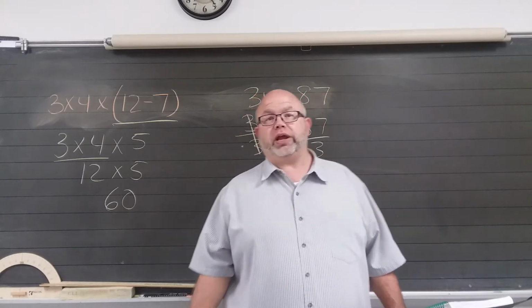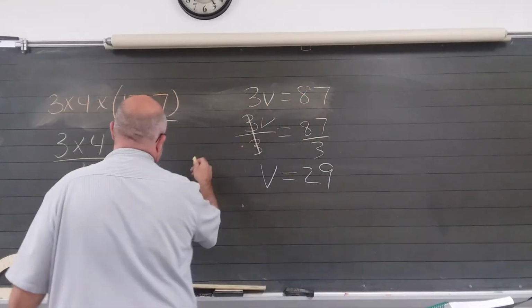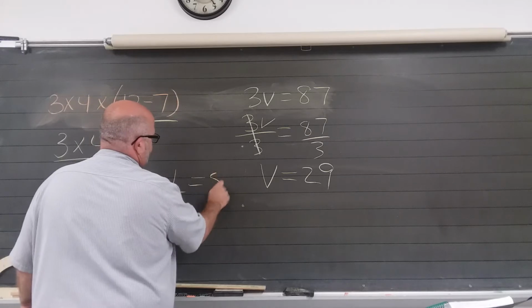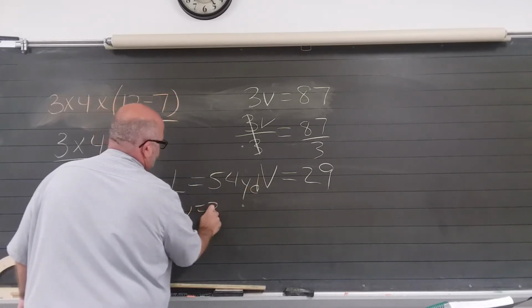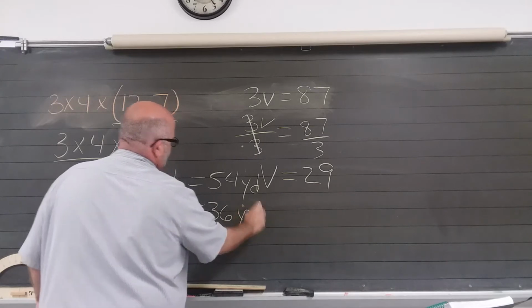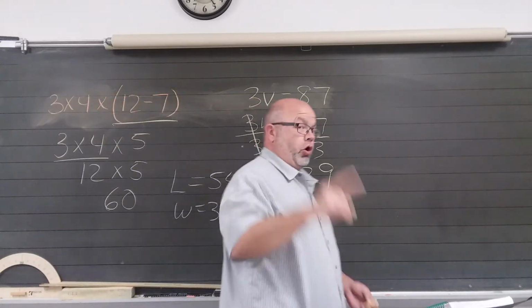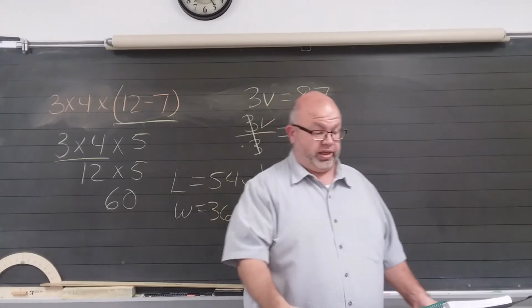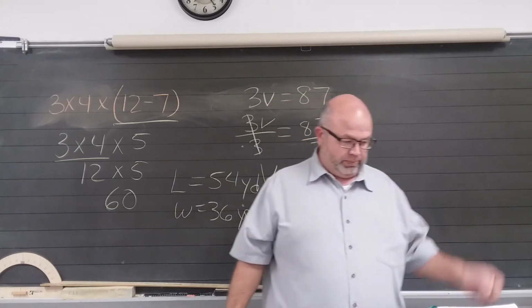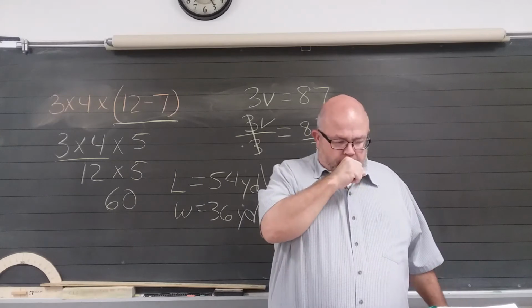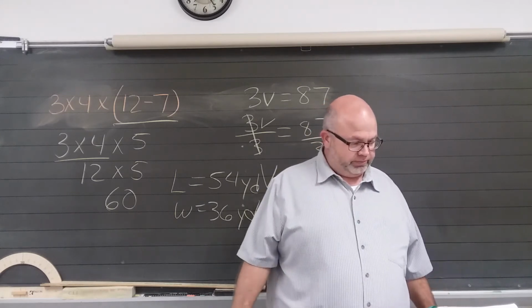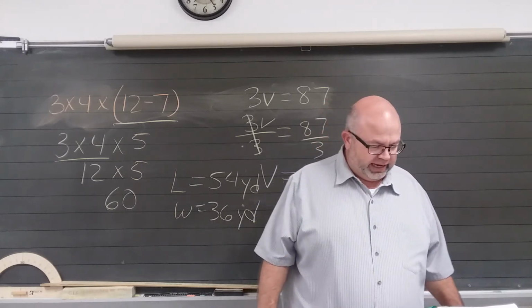You need those 2 answers. You should have something like this. Length equals 54 yards and width equals 36 yards. Something like that for a scale drawing. You always need 2 answers, length and width. All right? You're simply multiplying how many inches you measured by what the scale is.